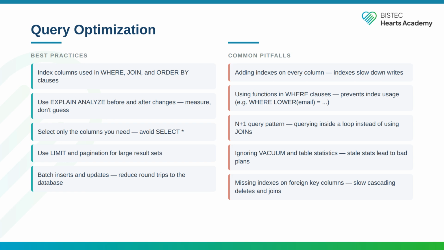The N+1 query pattern is one of the most common performance killers. It's when you query a list of items, then loop through and run a separate query for each one. One query for 100 users, then 100 queries for their orders. Use a JOIN instead. One query, one round trip.